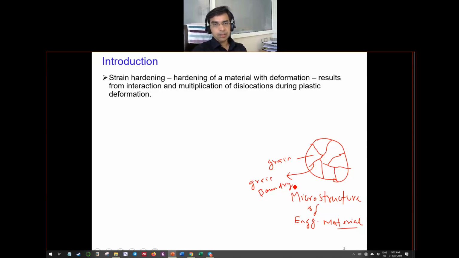Now, whenever there is an externally applied force, if there are no grain boundaries, the grains may slip or may fracture under the influence of the externally applied force. If the grain boundaries are present, they impede the movement of these grains, thereby increasing the strength of the material.